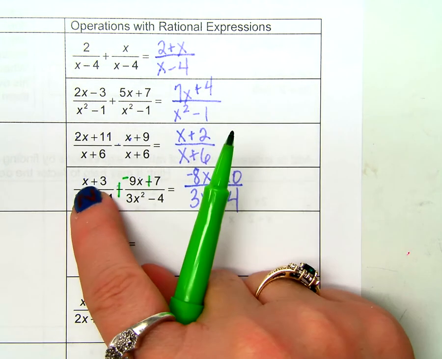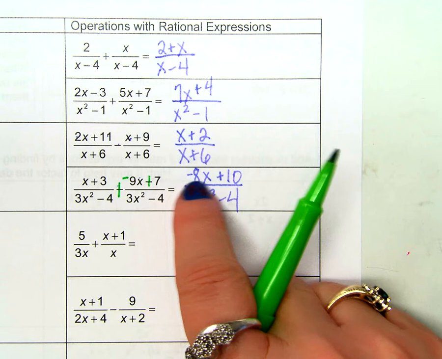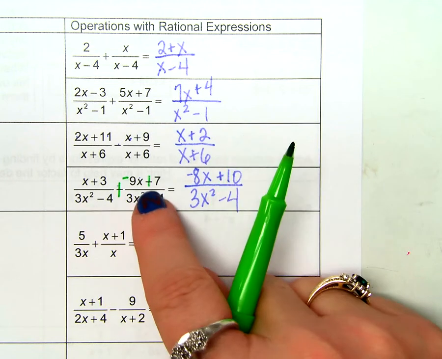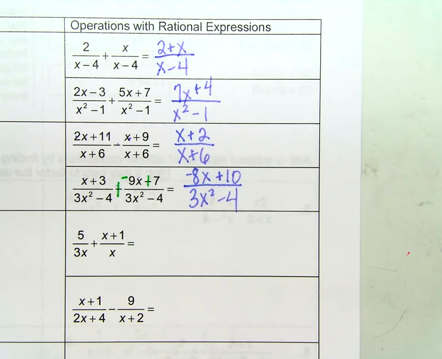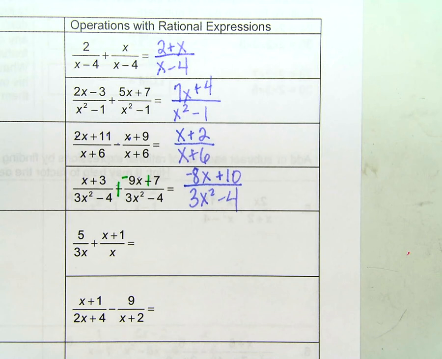Because then you can see very clearly it's x and negative 9, which is negative 8x, and it's 3 and 7, which is 10. Yeah, that would help way more. If it helps, do it. If it doesn't help, don't do it. That's one of those things, right?